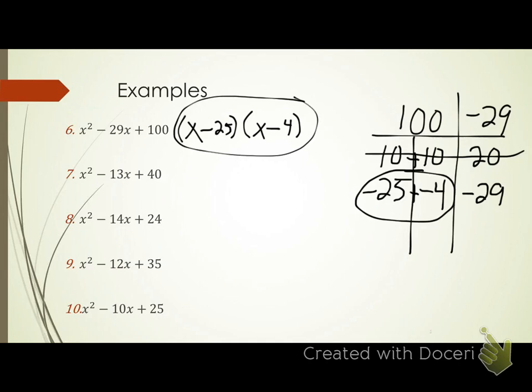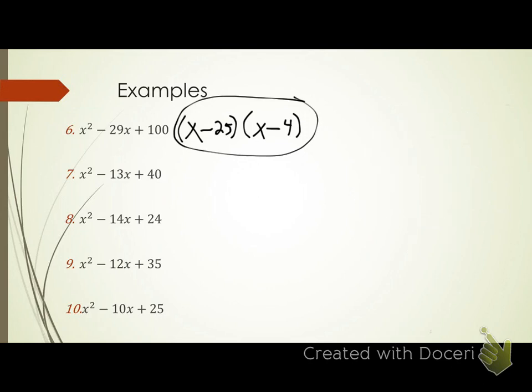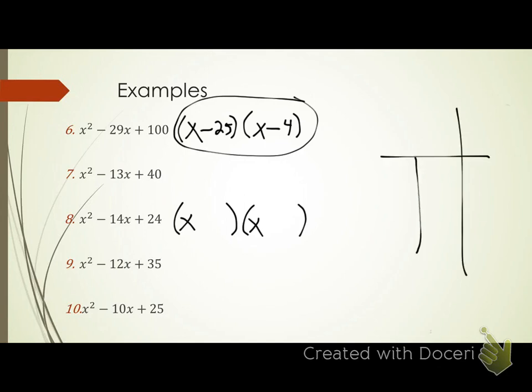Can I skip to 8? Sure. I need to do 7? No, I can do 7 if I need to. Okay. Skip to 8. What are my variables? X. C value. 24. B value. Negative 14. Raise your hand if you can give me two numbers that multiply to positive 24.